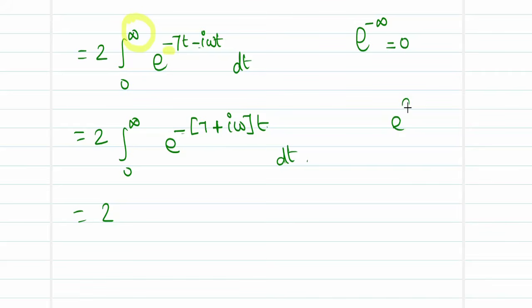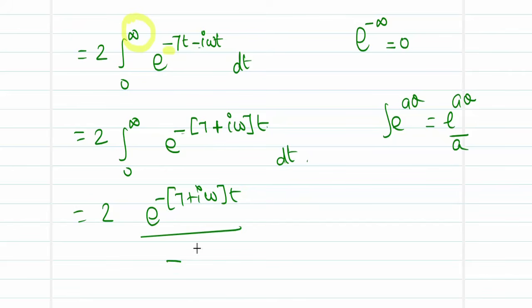The integral of e power a theta is e power a theta divided by a. So this gives me e power (minus 7 plus I omega) times t, divided by (minus 7 plus I omega). Now apply it between the limits 0 to infinity.